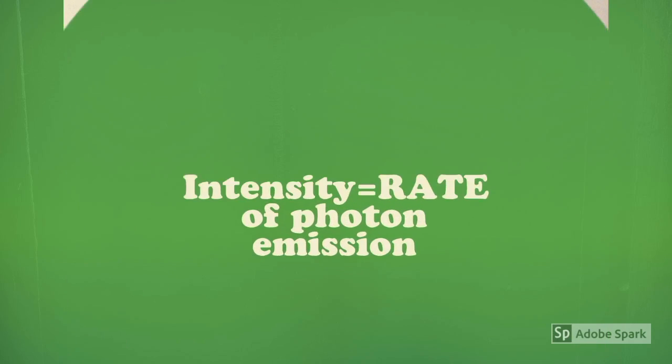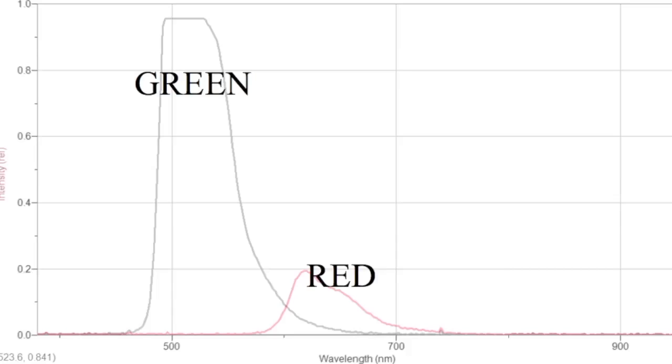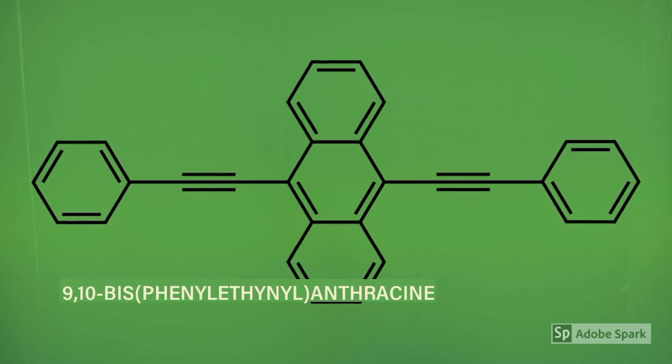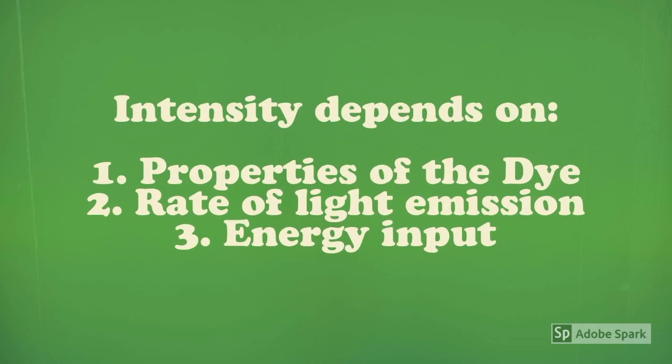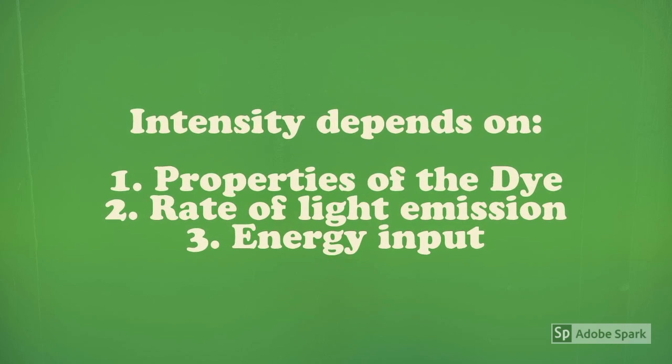Additionally, intensity is a measure of the rate of photon emission. So according to our data, green is emitting photons at a much higher rate than red, which can be attributed to how the green molecule is symmetrical and can more readily absorb and emit light. Ultimately, intensity depends on the properties of the dye, the rate of light emission, and the energy input.